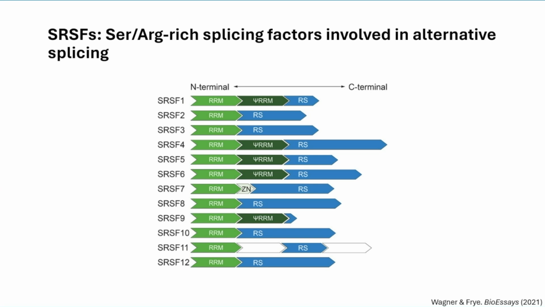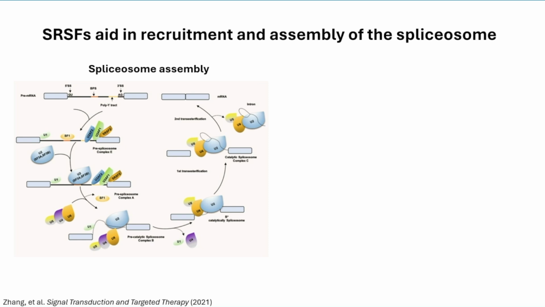And these are serine arginine-rich splicing factors, which are shown here. It's a family of 12 different splicing factors. We're focused on SRSF7, and these are involved in alternative splicing. Basically, they aid in the recruitment and assembly of the spliceosome, which is the machinery necessary to perform splicing, where you splice out introns or exons. And you can see this tiny orange factor, which is SRSF2 in this picture, but SRSF7 performs in a similar manner at the beginning of this entire process to recruit these factors.